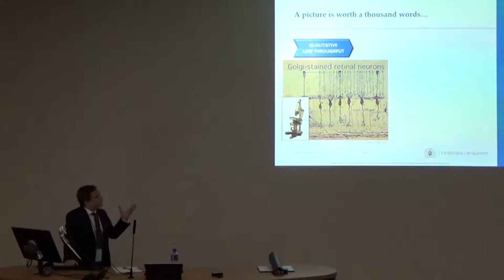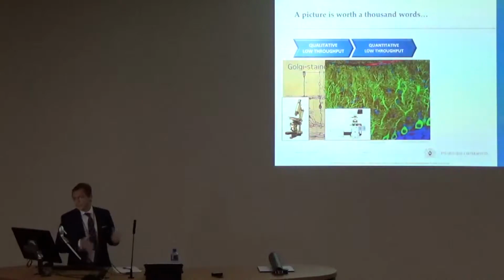On one hand, the information that it has, as much as it is, is only qualitative. We know what's in there, but we don't know how much is in there. And the other problem is that this is incredibly low throughput. One can only imagine how long it would take Cajal to generate one of these pictures.